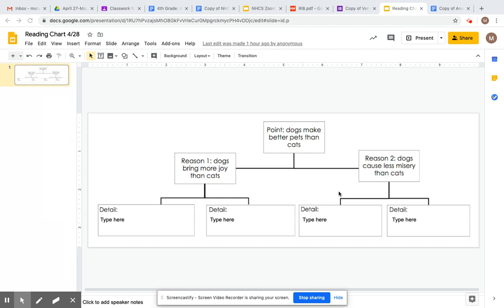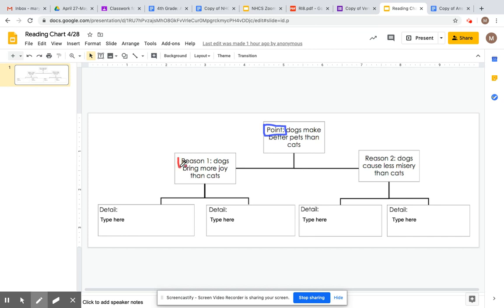The first thing I want to draw your attention to, and this kind of matches that notes sheet that I showed you, I put some blue here, is we have our point. Remember, that's another synonym for claim, what the author is claiming to be true. Dogs make better pets than cats. The next thing the author is going to do is tell you their reasons. Why do dogs make better pets than cats?